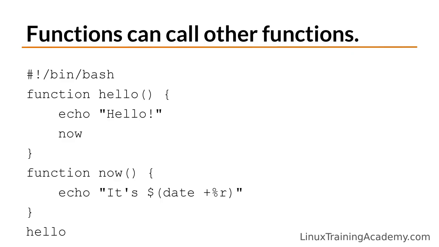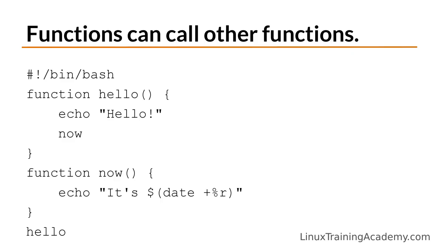Be aware that functions can call other functions. In this script, the hello function is declared. Next, the now function is declared. Finally, the hello function is called. When the hello function is called, it prints hello to the screen and then calls the now function, which prints the current time to the screen.